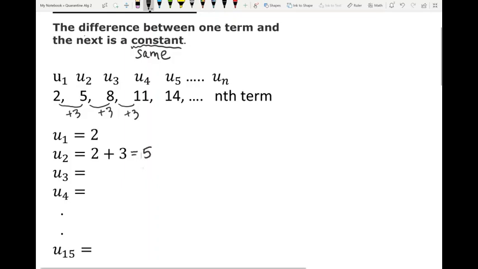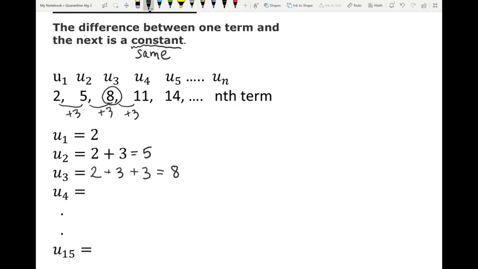Now let's keep going here. How about the third term? Now third term is 8. Now you can think of this 8 as first having the first term, which is 2, and then you add 3. That will get you to the second term, which is 5. And then you add another 3 to get to the third term, which is 8.